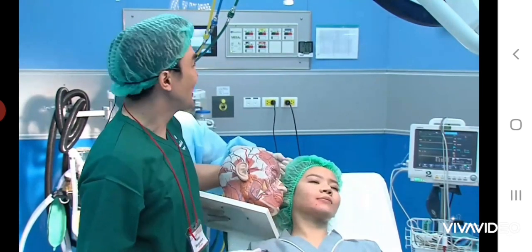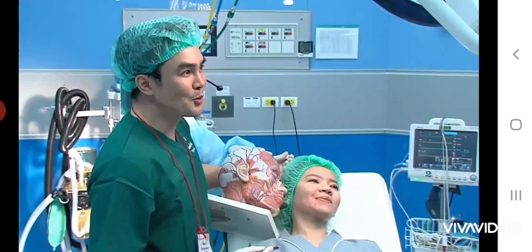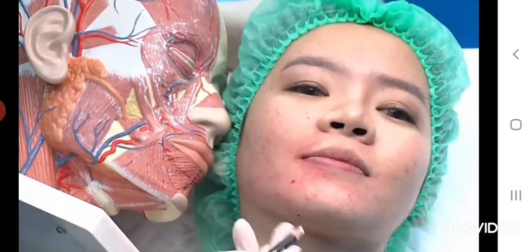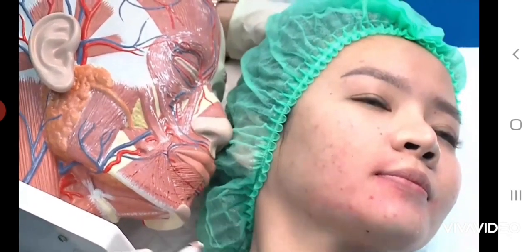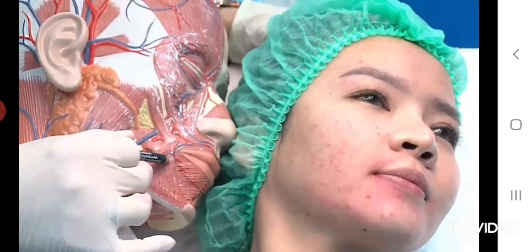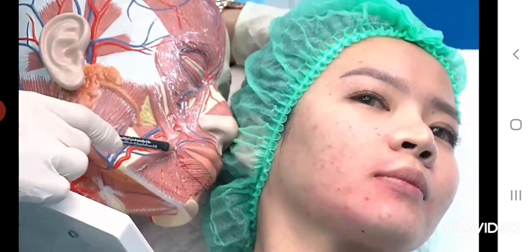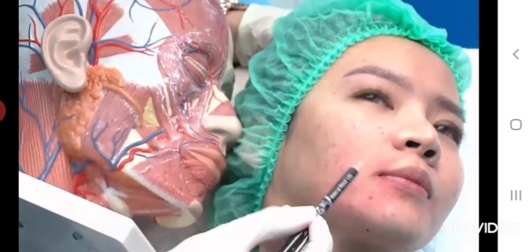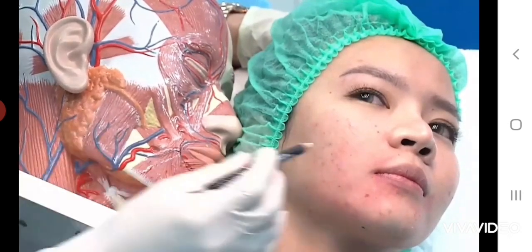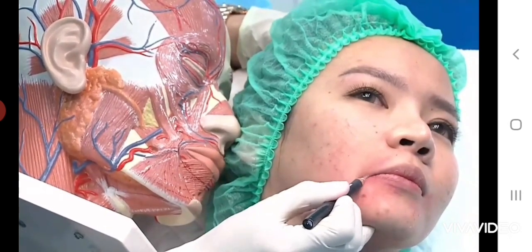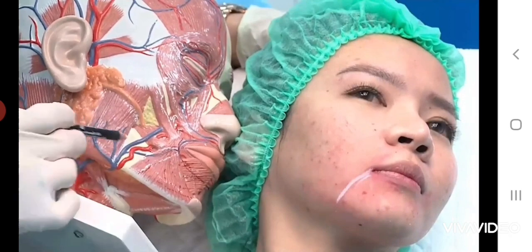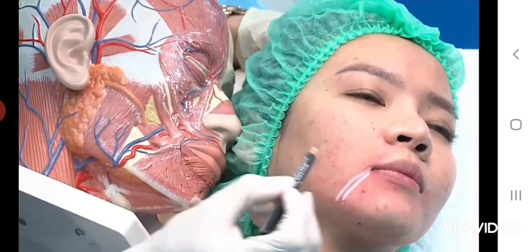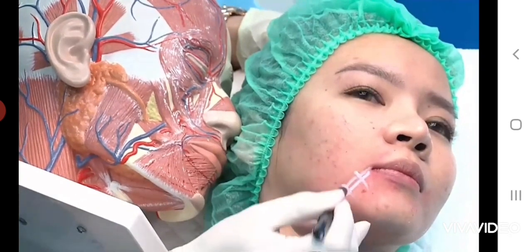Okay, when you inject here, you must know that we inject only this line, not too much of the DAO. So for the alignment, you should line up with the marionette line, that is the lateral border of the DAO, and we will divide into three parts.